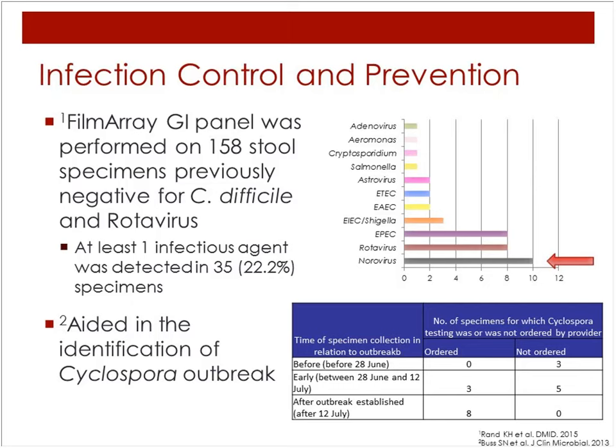But it also highlights how the ordering practice changed after the outbreak. So you can see that after the outbreak, the clinicians really started to order the test to specifically screen for Cyclospora, since it cannot be detected routinely on O&P.